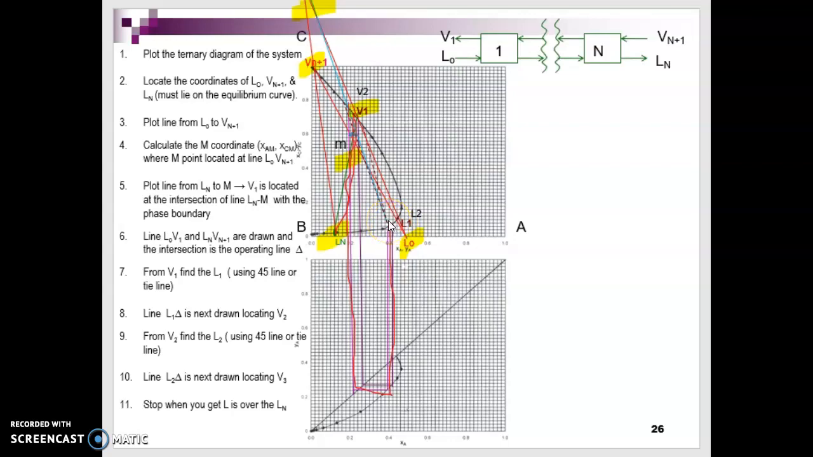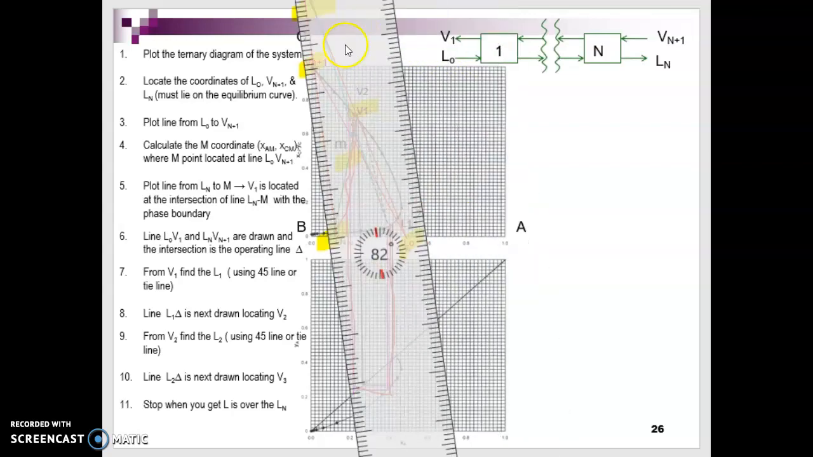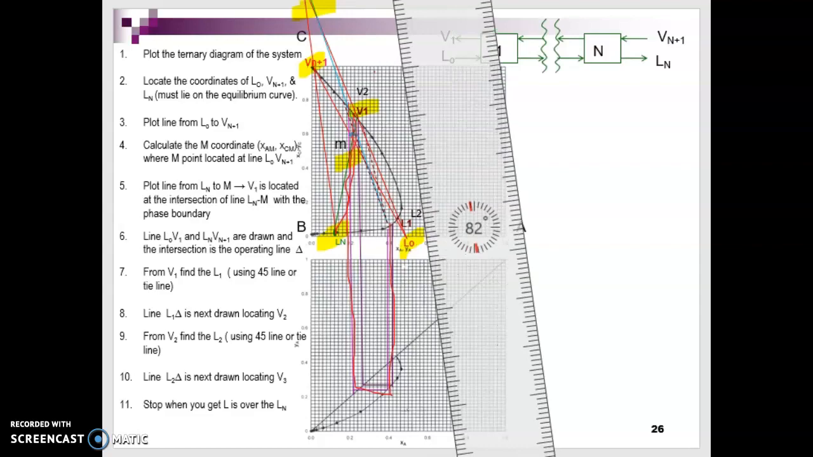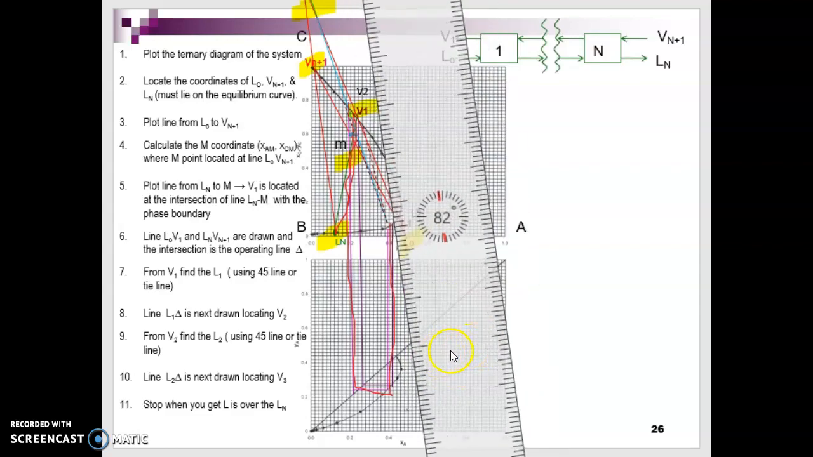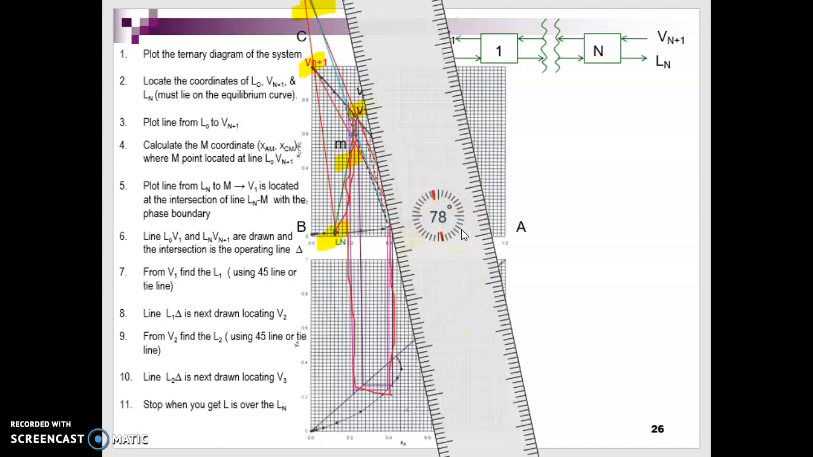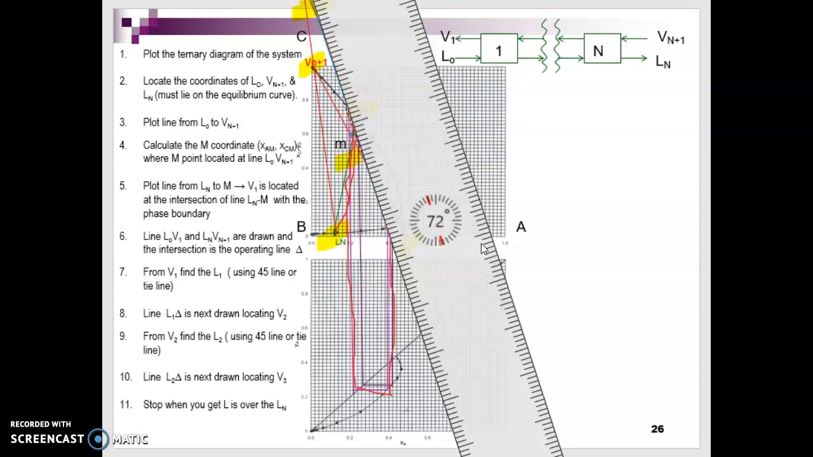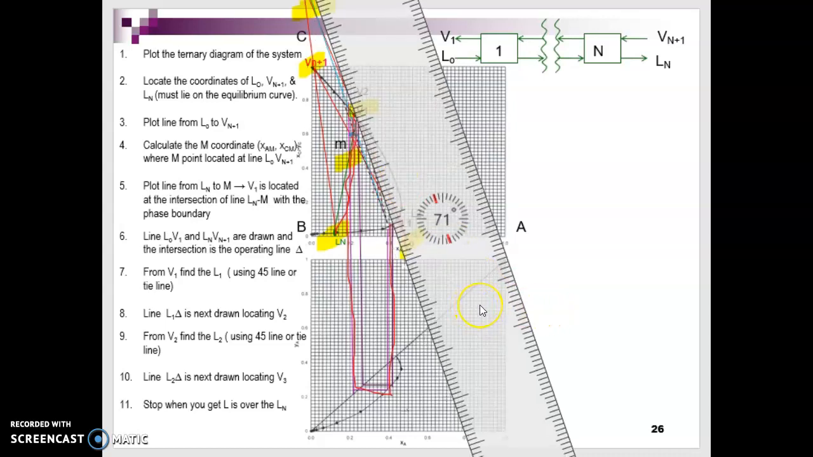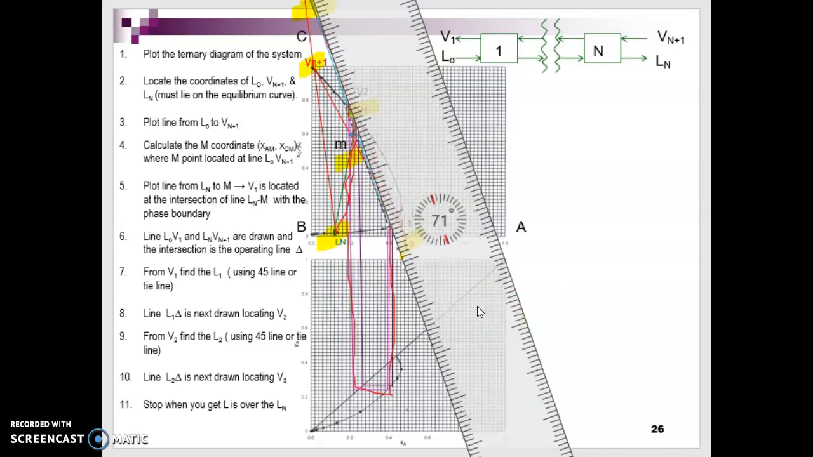So next, for L1, use your ruler. Using your ruler, make sure your L1 meets the reference point, and then this is where you can read your V2 here. So V2, the same process.